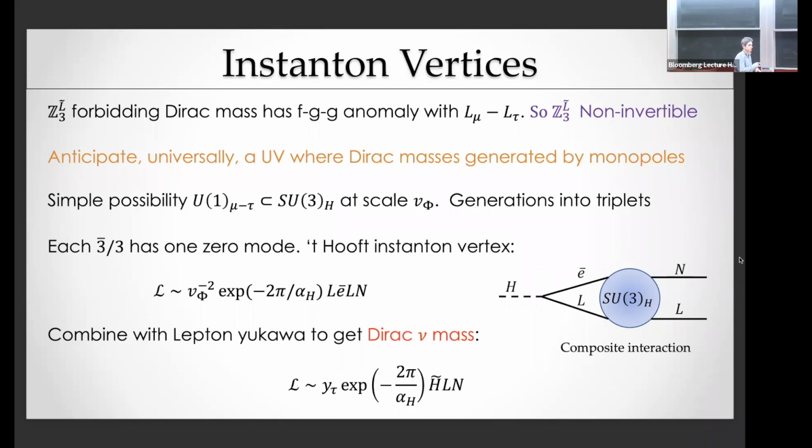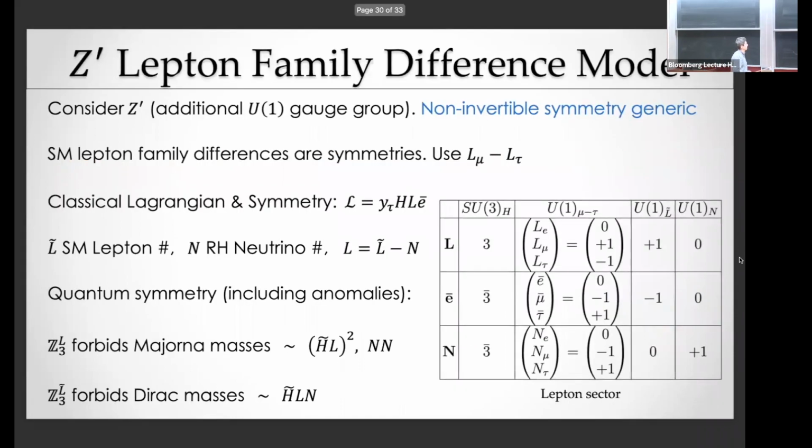Okay, let me finish this and then let's keep talking. Okay, so a simple possibility realizing this is to embed this U1 mu minus tau into an SU3 family symmetry, an SU3H, which is Higgsed at some scale v phi, and that's where you should pay attention to this other column here. So here's how the leptons get grouped into multiplets under SU3H. Very simple. And the other gauge groups in the standard model come along for the ride.